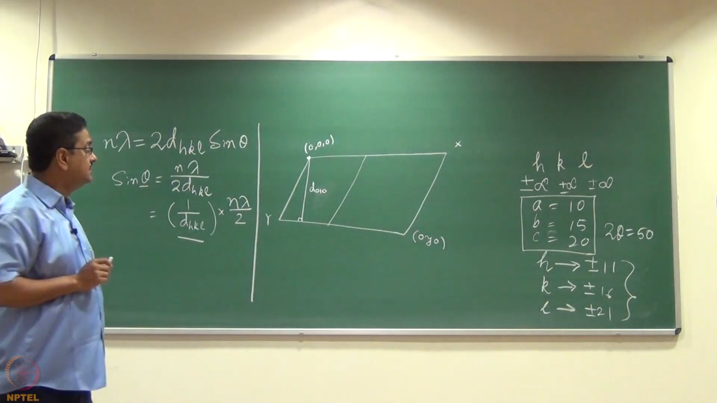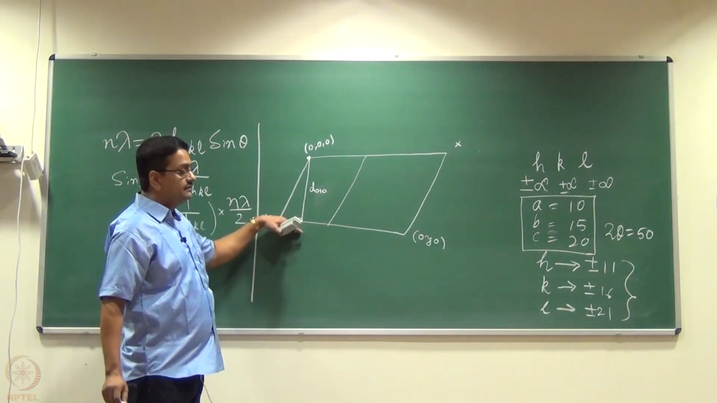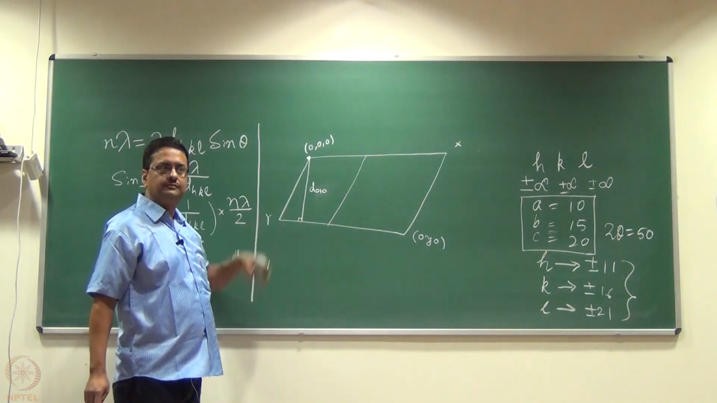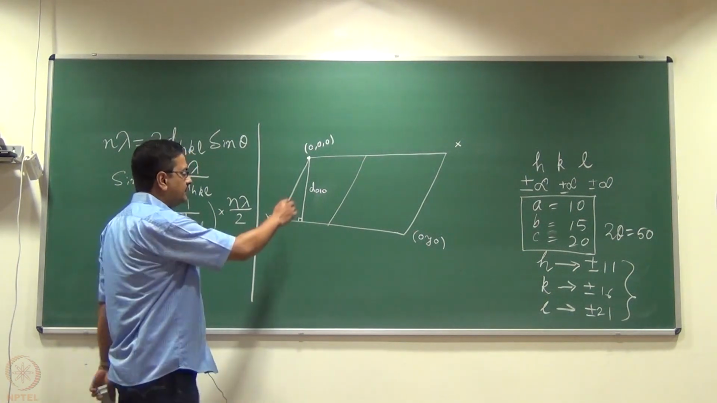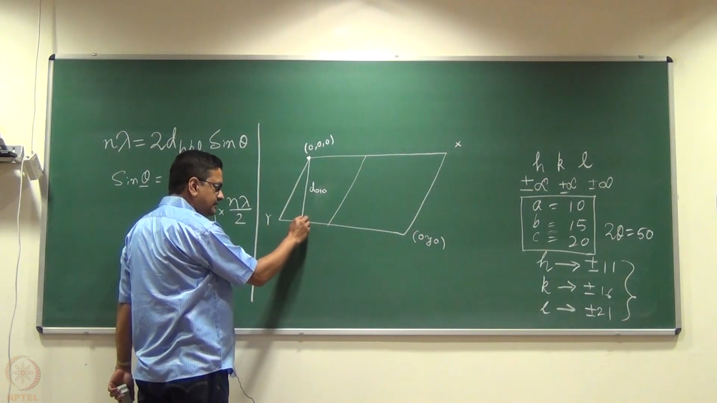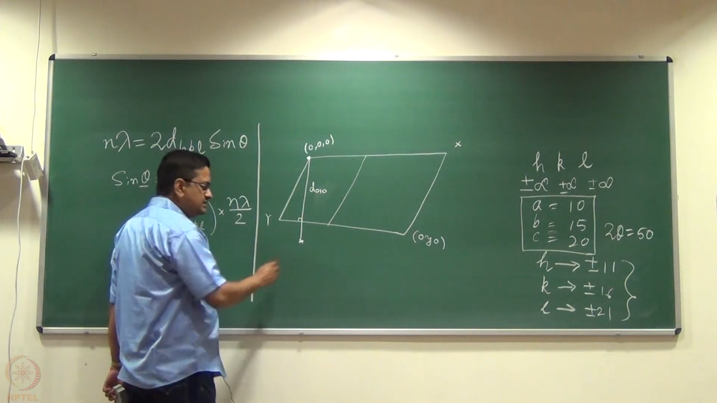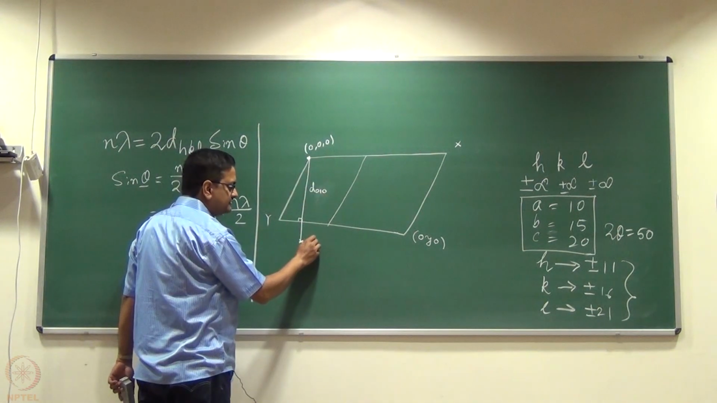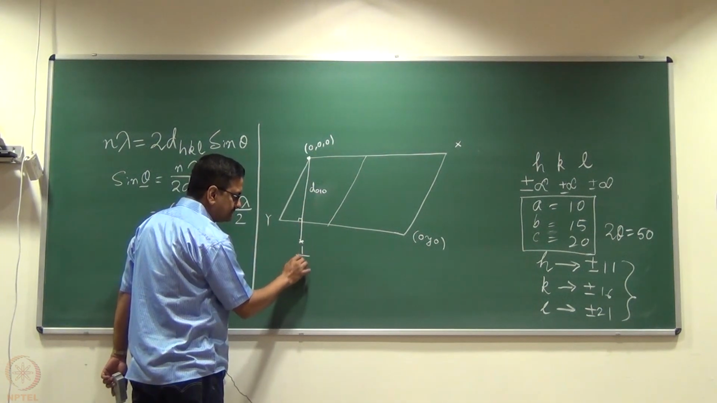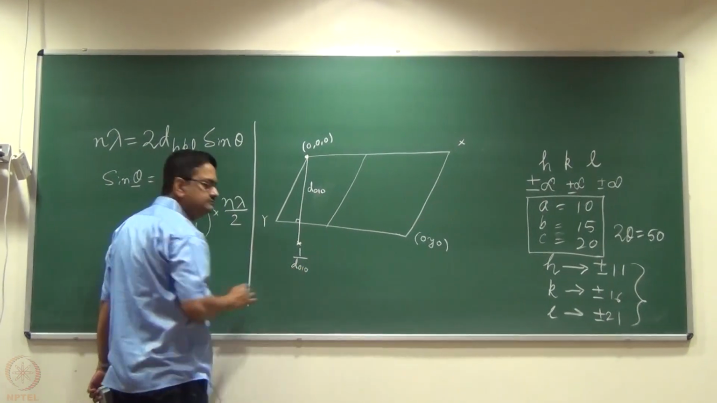Now, for the set of parallel planes which are the 0, 1, 0 set of planes, I am extending this line, or cutting this line, at a point which is at a distance 1 by d 0, 1, 0.